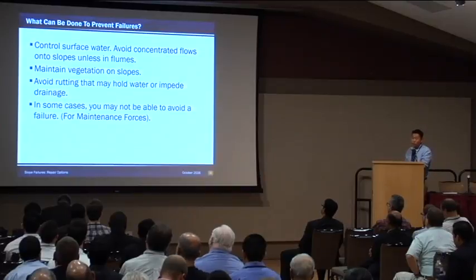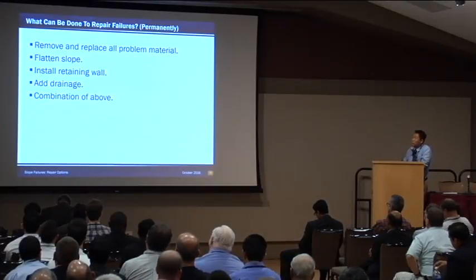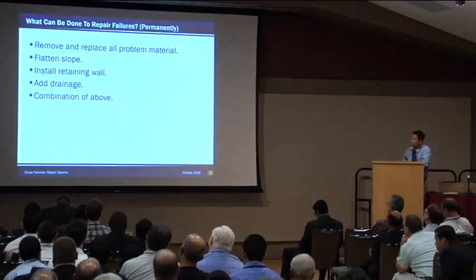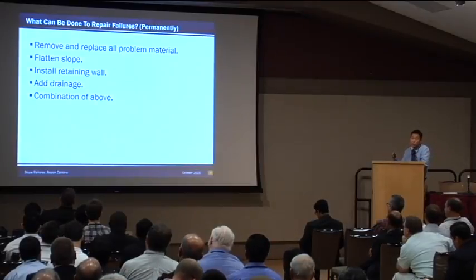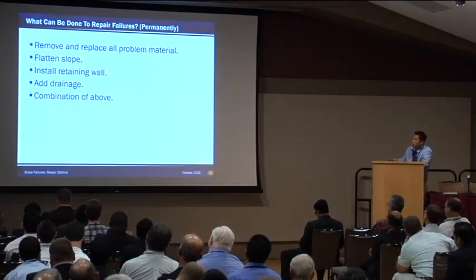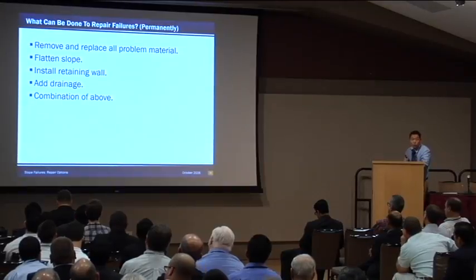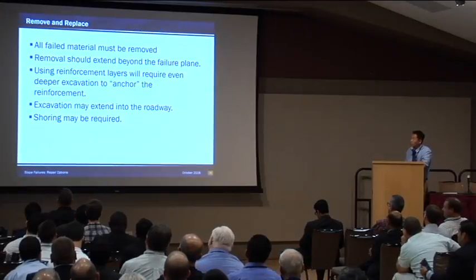In some cases, you cannot stop the slope failure, so it's better to fix it permanently. The repair options normally can be flattening the slope using a retaining wall, flattening the side slope or the back slope, and also adding drainage, or you should do a combination of the above.